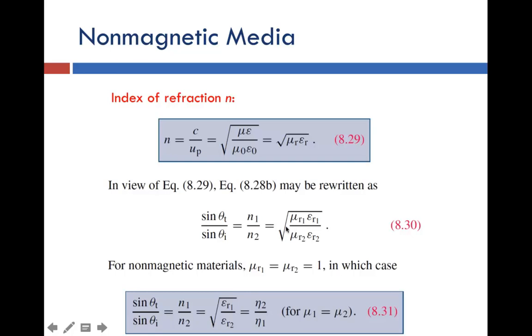And now for non-magnetic materials, the sine of theta t over sine of theta i is n1 over n2, or the square root of epsilon relative 1 over epsilon relative 2, which can also be shown to be eta 2 over eta 1. So there are relationships for the index of refraction, the dielectric permittivity, and the impedance of the materials.